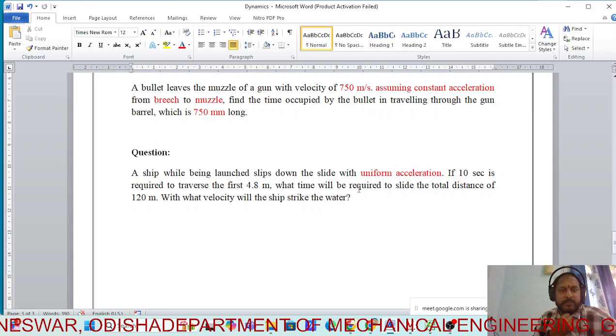So here these are your important data. For 10 seconds, the distance traveled is 4.8 meter. You have to find the time required to slide the total distance of 120 meter, and with what velocity it is striking the water. Have you understood the question, all of you? Yes, sir. Okay, so there are two cases here.